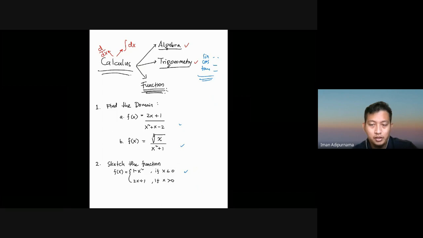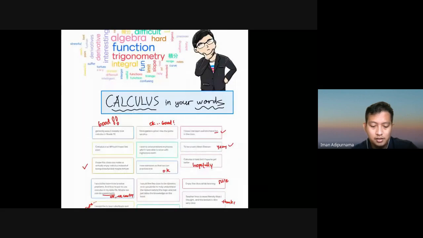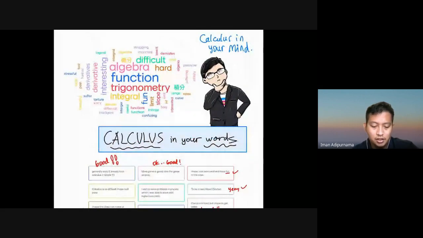So I will move on to another section, which is also from last week. This is calculus in your words: what you have been thinking, what your relationship toward calculus is. Some are positive, some are negative. I hope I can make it enjoyable for you. Of course, the content itself, I must admit, is quite a lot, and if you don't really pay attention or focus on your study, you will miss something, and then you will feel, oh, it's really hard.